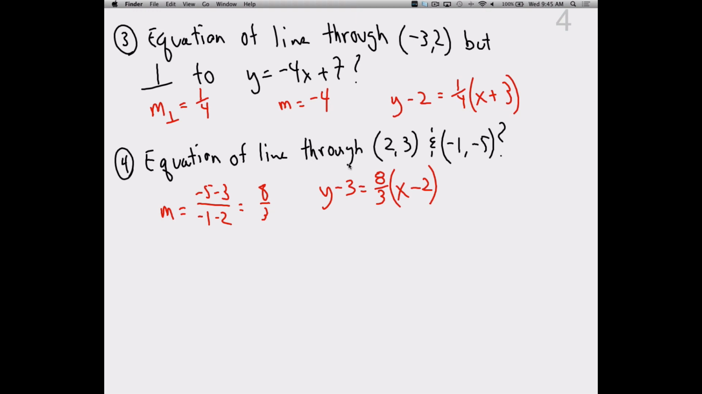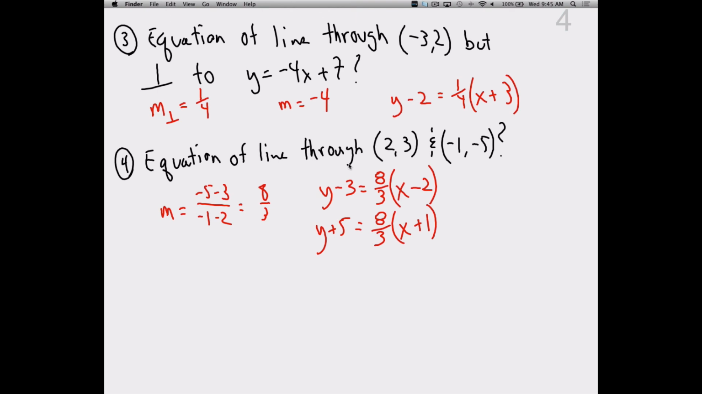Jack, I see that glimmer in your eye. You like -1, -5 better, don't you? Yeah. I knew it. So, seeing as you like -1, -5 better, could you tell me the other equation of that line? Y plus 5 equals 8/3 times x plus 1. Well done. Which one is more correct? Neither. It's the same thing.